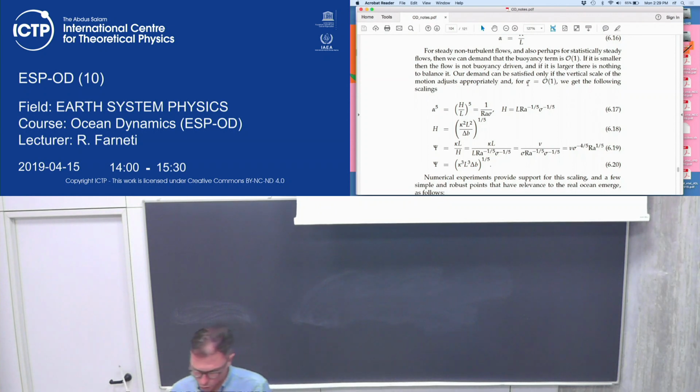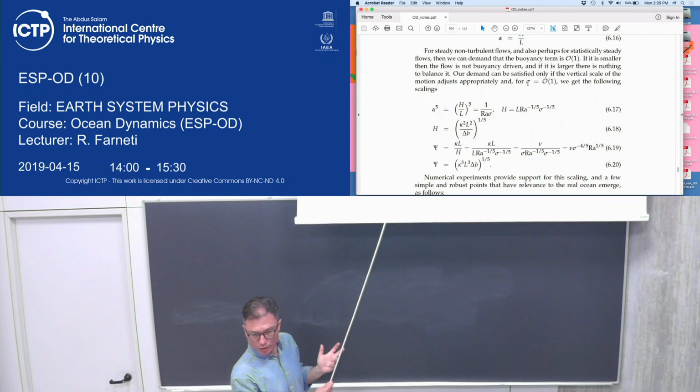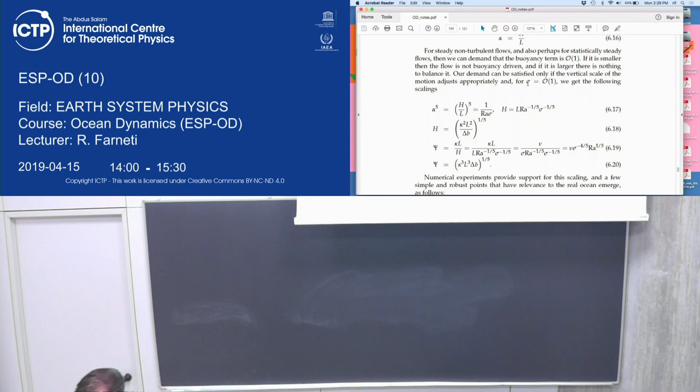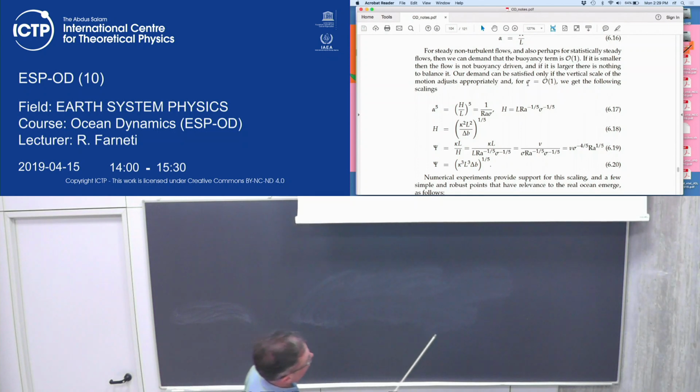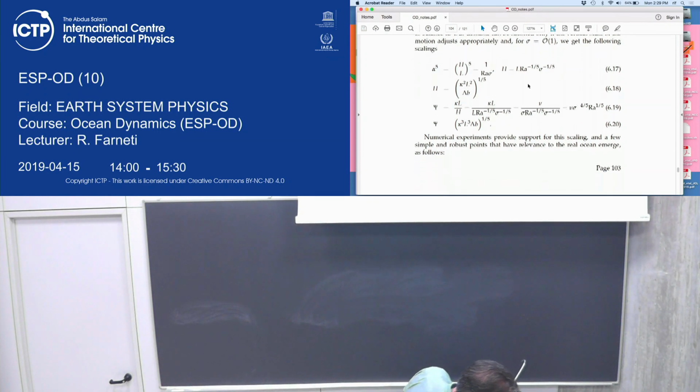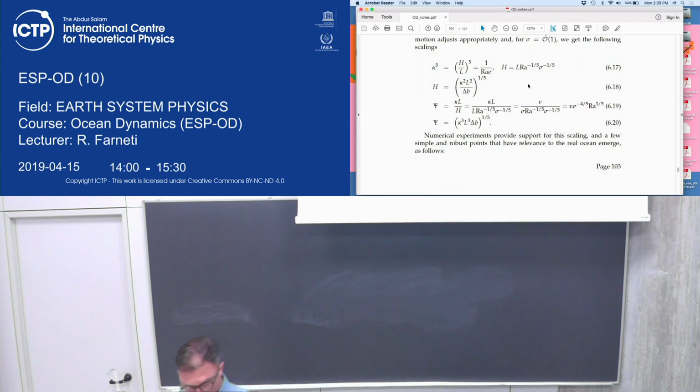So these are the scalings for the height of this buoyancy-driven box and the strength of the buoyancy-driven circulation. Buoyancy has to be of order 1, otherwise it's too small or too large. If it's of order 1, you take those non-dimensional parameters and you get an estimate for h and for the strength of the circulation that looks like this. Now we can do a numerical experiment of a buoyancy-driven circulation and see if these scalings are realistic.